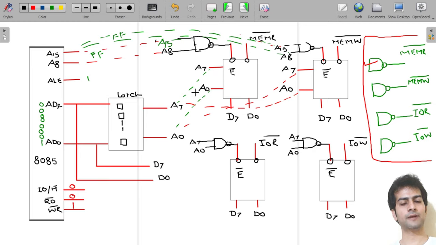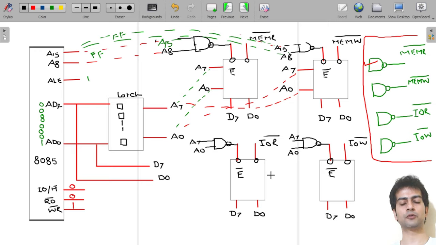Now, in the same way, let us see how the microprocessor communicates with an input-output device. See, while communicating with the memory, the microprocessor generates a 16-bit address.